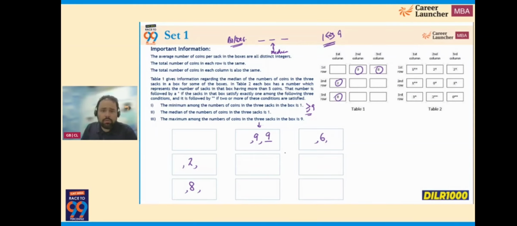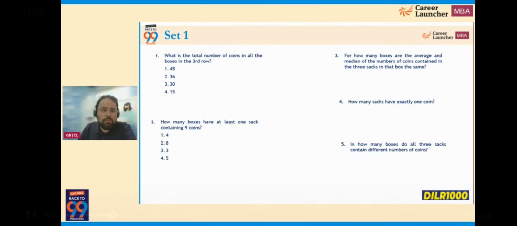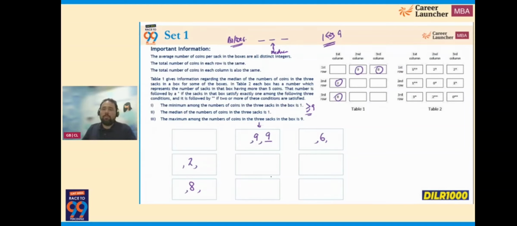Now what I am going to do is look at the questions and decide in what order I should solve. The first question is: what is the total number of coins in the third row? I have done that, it's 45. How many boxes have at least one sack? If they are asking how many boxes have at least one sack, I will need to solve it for all the boxes. I will need to go ahead and solve it for all the boxes. Okay? Now let's solve, if we have to do it for all boxes.